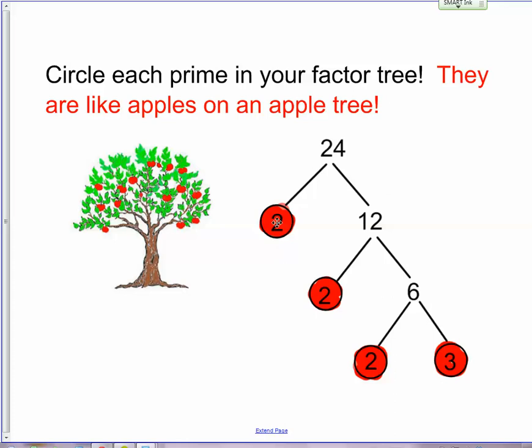So what you want to do is pluck all those apples, put them together, and if I multiply them, I get 24. This is called the prime factorization of 24. So remember, there's only one set of primes that equals 24, and those are what those apples represent.